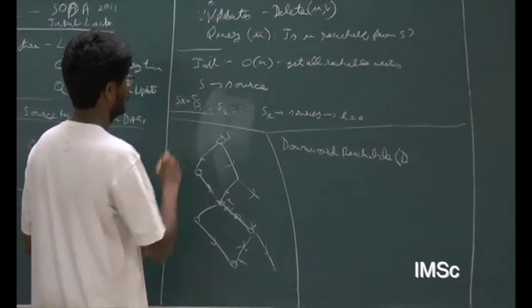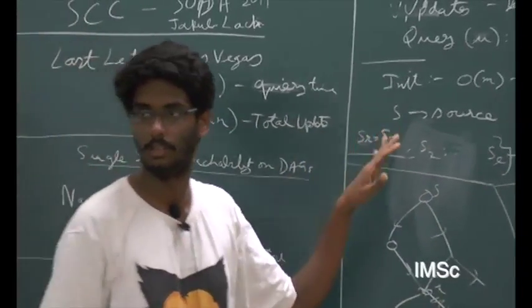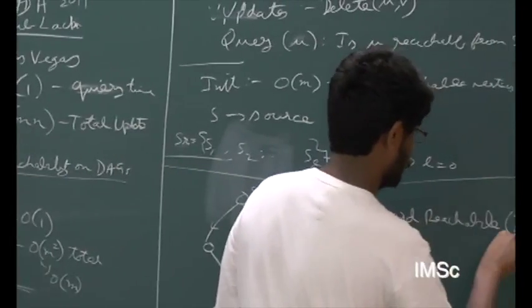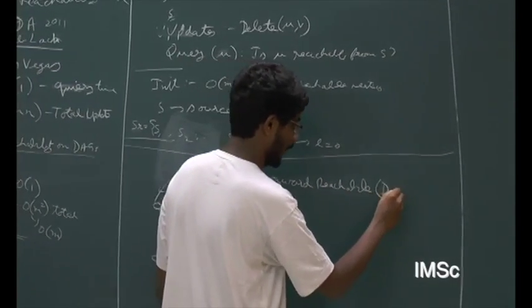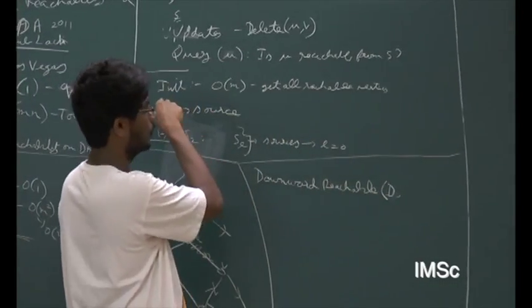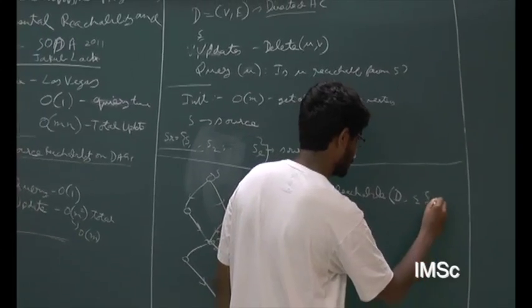Let SR be the set of all sources except S. Okay, so I have this function downward reachable which has this DAG, and it has the special source S, and it is also given the entire set SR.